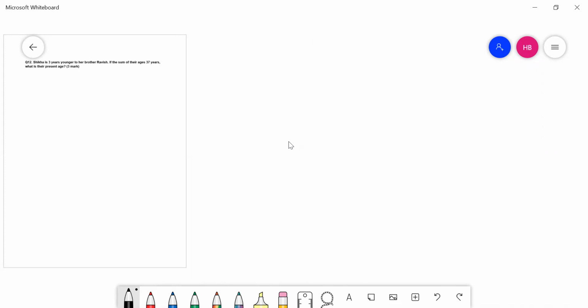So I'm writing Shikha's age. Shikha is 3 years younger to her brother Ravish. So 3 years younger means Shikha's age plus 3 will give me Ravish's age, because she's 3 years younger to Ravish. So if Ravish is 10, she has to be 7. So that's the relationship they have. So I know Shikha's age plus 3 is Ravish's age.